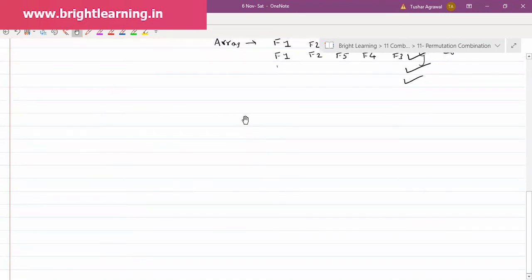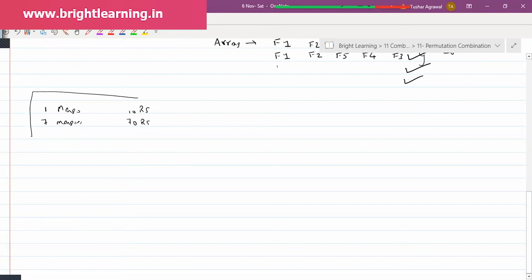One mango costs 10 rupees. So what is the price of 7 mangoes? Everybody knows this answer: 7 multiplied by 10, 70 rupees. This method that we studied in 7th standard, called the unitary method, is exactly the fundamental principle of counting. It's a little exaggerated statement, so you can say that sir is bluffing, and I will accept it. But don't fall for those fancy words. It is just an extension of this unitary method.